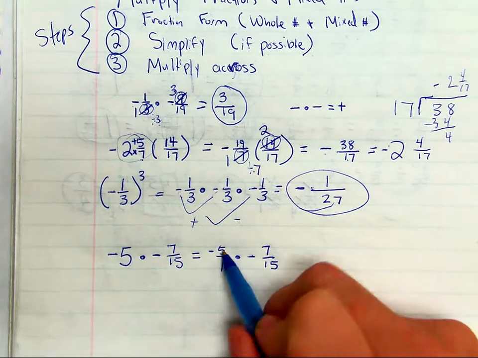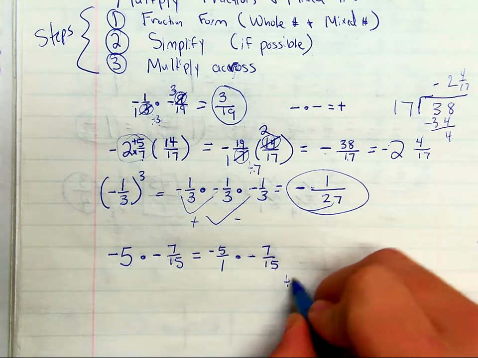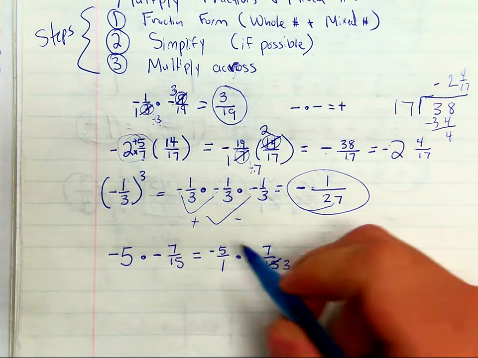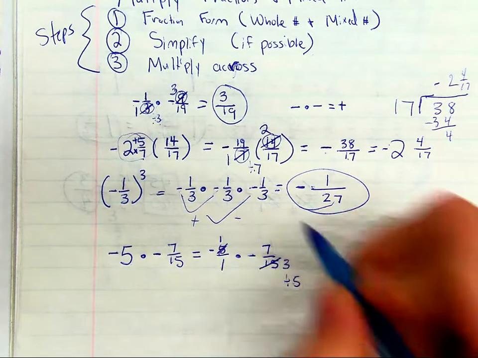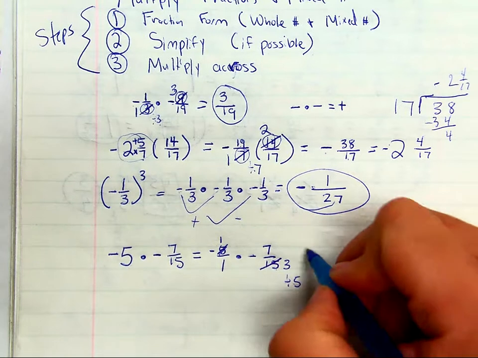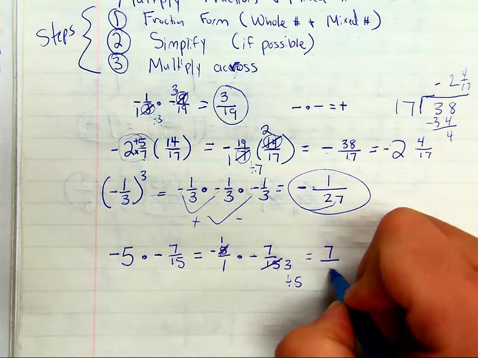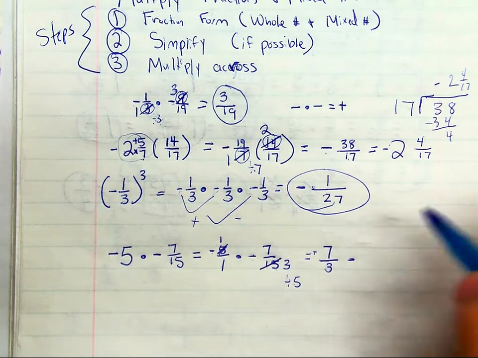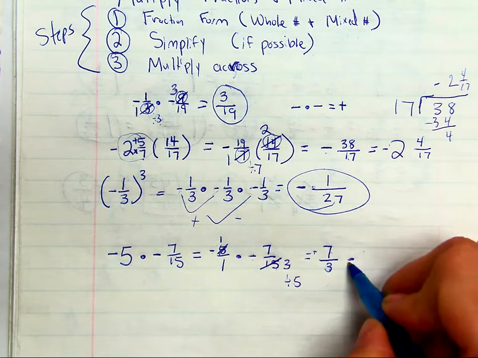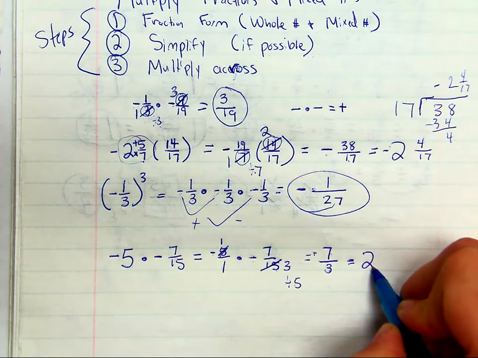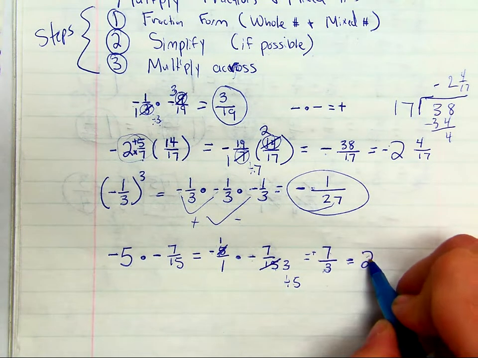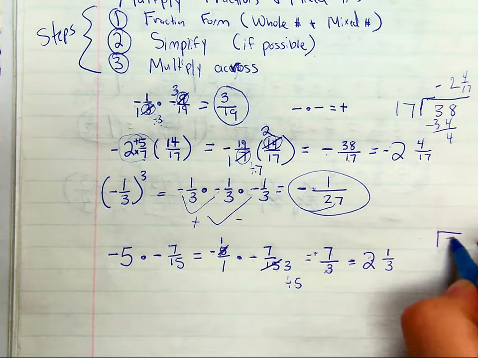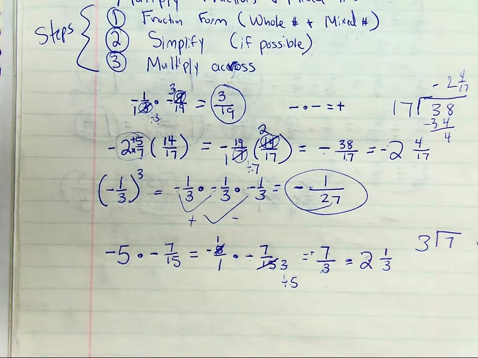So I notice, okay, 5 and 15, I can divide both of those by 5. 5 goes into 15 3 times. 5 goes into 5 1 time. 1 times 7 is 7. 1 times 3 is 3. A negative times a negative makes a positive. 3 goes into 7 2 times. That makes 6. 3 times 2 is 6. So it takes 1 more piece to get to 7. And again, I could set it up like that.